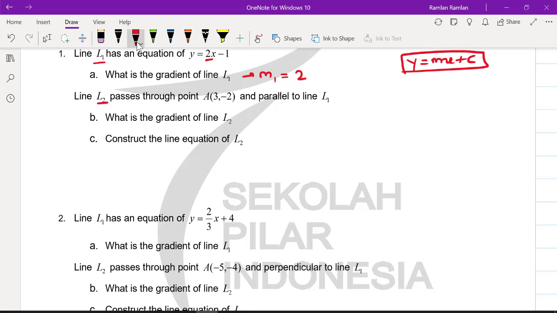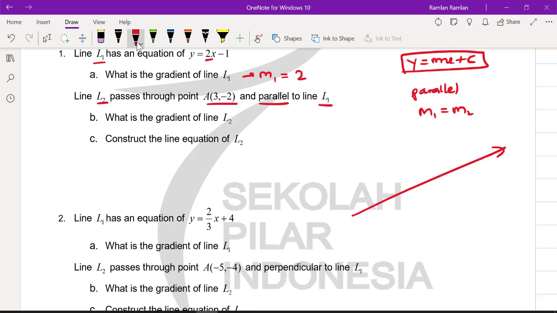Now let's go to the next one. Line L2 is another line that passes through point A and is parallel to L1. If we're talking about parallel and perpendicular lines, when lines L1 and L2 are parallel, they will have the exact same gradient. Remember that gradient is the same thing as slope.